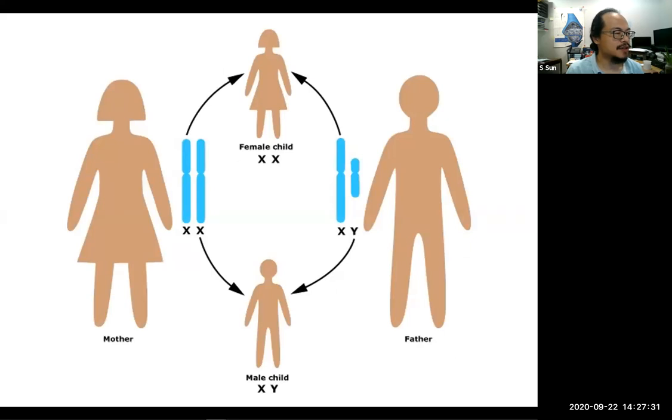All right, so here are the sex chromosomes XX and XY. We get these from our parents. Mother and father both have their gametes. Mother has the oocyte, father has the sperm.